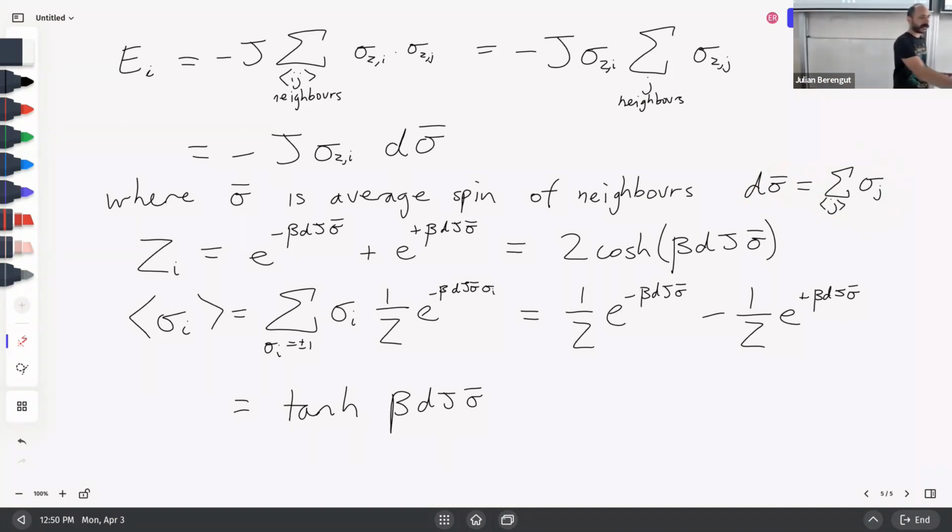No, I have not forgotten that. I can put in this, that's Z_i, that's Z_i. Why am I doing Z_i? It's because they're all independent. It's equal to 1 over Z, where Z is e to the minus beta DJ sigma bar plus e to the plus beta DJ sigma bar, which is 2 cosh beta DJ sigma bar, and the numerator is 2 sinh beta DJ sigma bar.